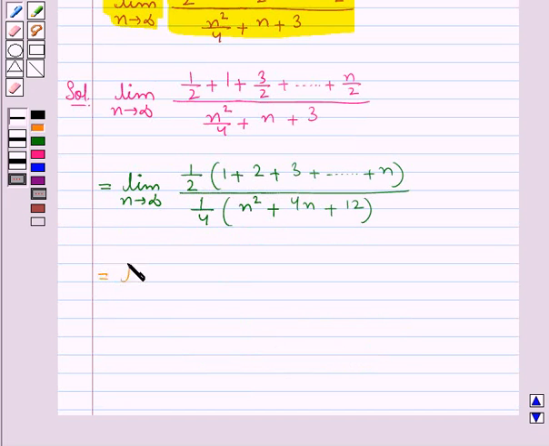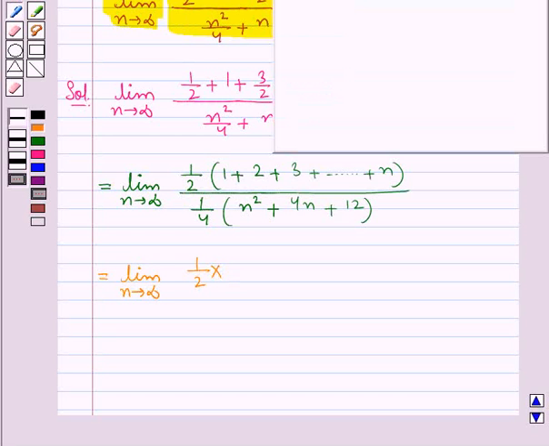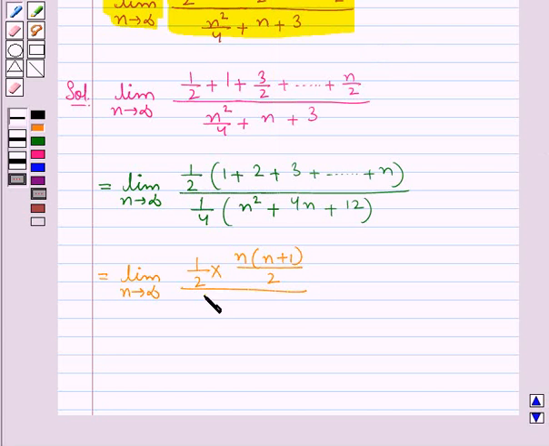and this is further equal to limit n tends to infinity, 1/2 into, now 1 + 2 + 3 + and so on + n, this sum is equal to n into (n + 1) the whole upon 2. So here we can write n into (n + 1) the whole and this whole upon 2, and this whole upon 1/4 into (n² + 4n + 12) the whole.